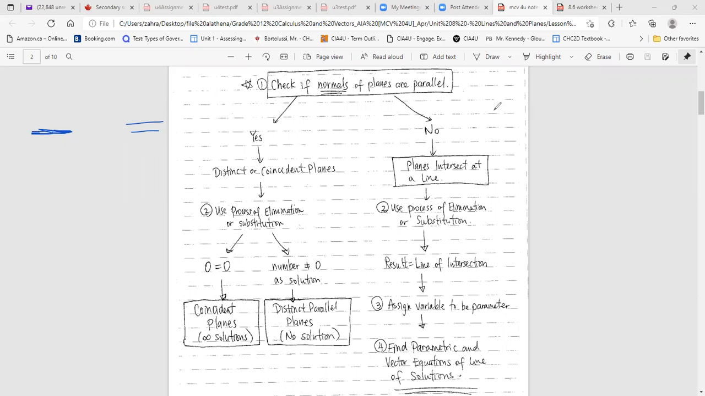But if these two planes are not parallel, so this will be the case when they have a line in common. Use the process of elimination to resolve the line of intersection. You need to assign a parameter to one variable and find the others, x, y or z, in terms of the parameter, giving the parametric equation of the line, and then we can write the vector equation of that line.